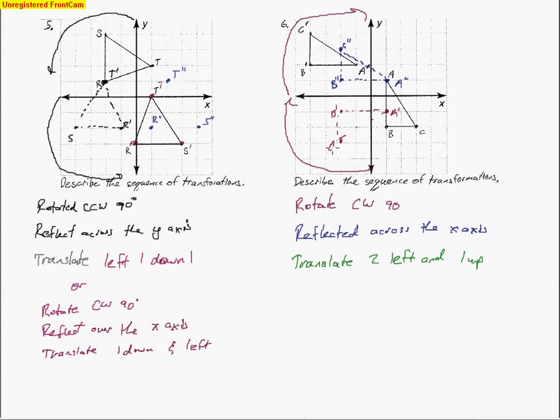So you can do it the exact opposite. If you went counterclockwise, you'd end up doing the exact opposite of rotating clockwise: you go counterclockwise 90 degrees. So you could always do that. But then when we do the reflection, you'd reflect across the y-axis. And then you would have the same translation. 2 left and 1 up will get you in that spot. And again, that's a translation.